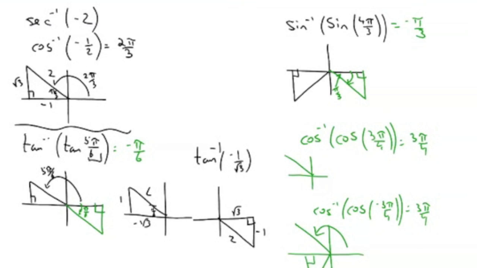Your answer has to be between negative pi over 2 and positive pi over 2. Is 11 pi over 6 between pi over 2 and negative pi over 2? No. So you have to force it to be in there, and the only way to do that is to make an acute angle out of it. Negative pi over 6. Go backwards.